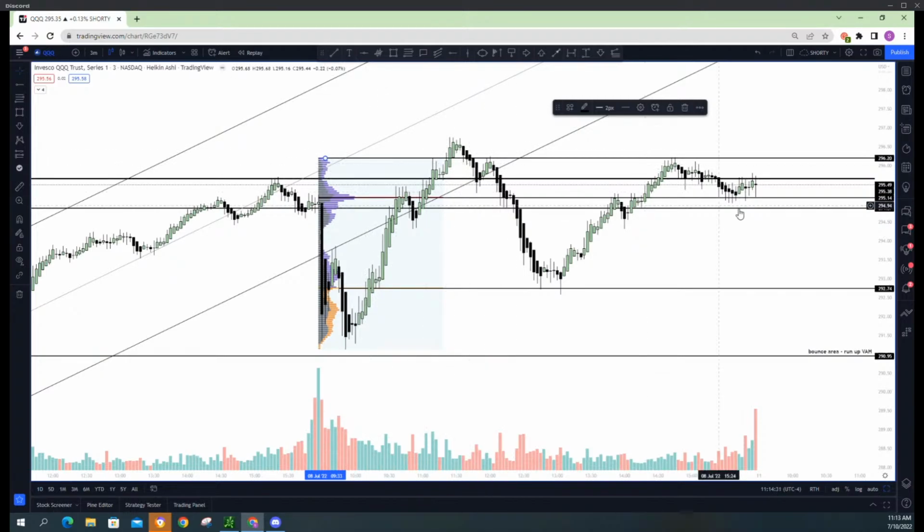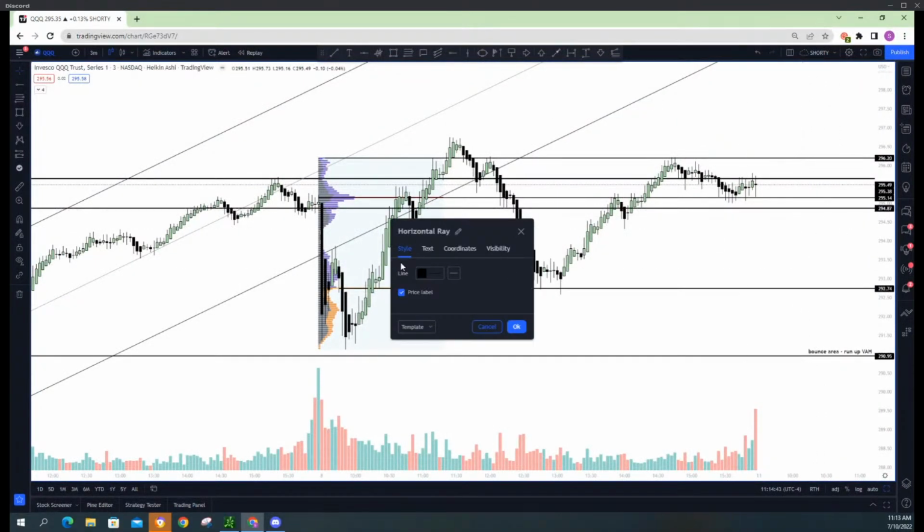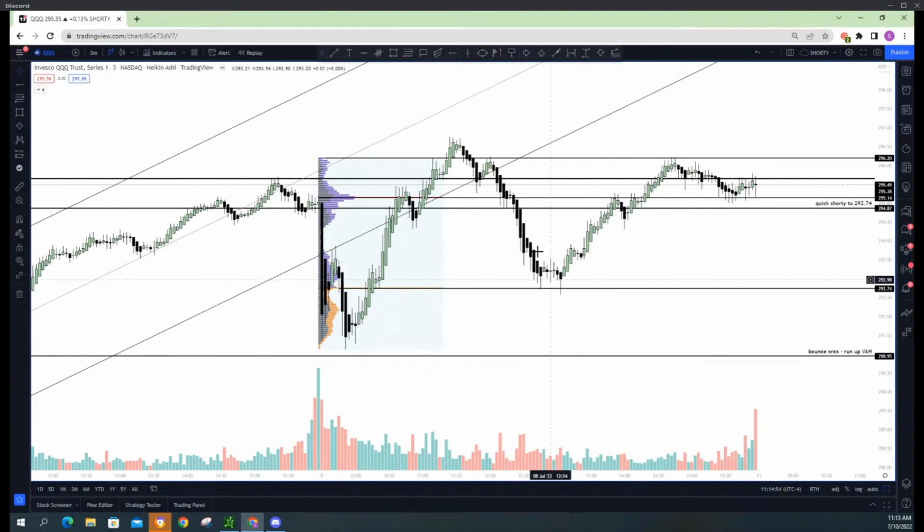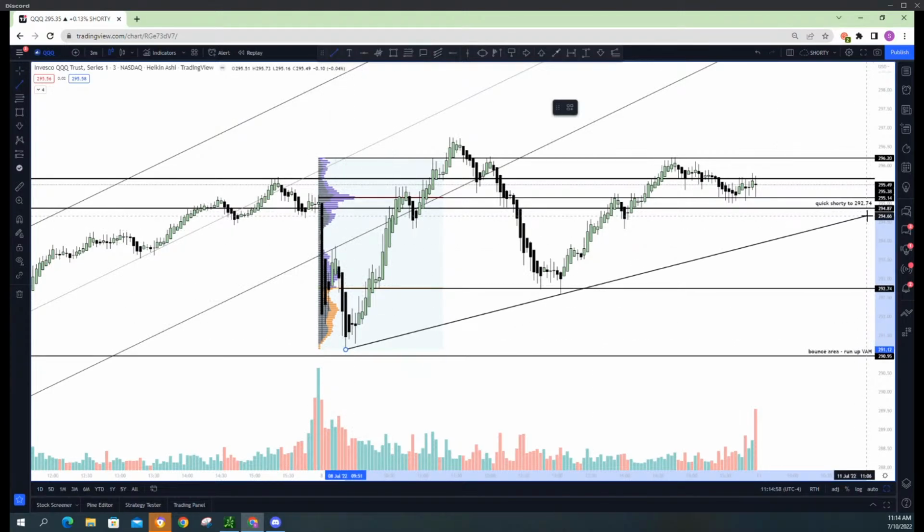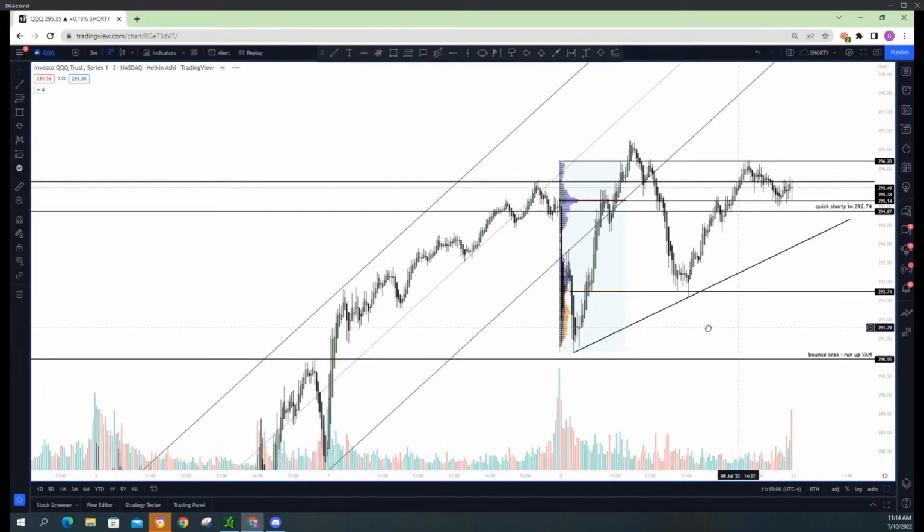So if we are able to break below this level, 294.87, you could catch a quick scalp for $2 all the way to this level on Monday. So this will be a quick short, not small profits, quick short to 292.74 right here. And that's just dependent where we open or how we do on the futures. And here you have this low for the intraday.